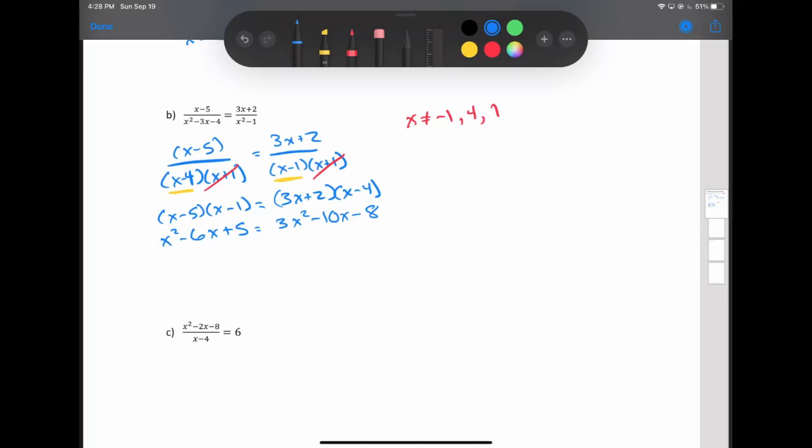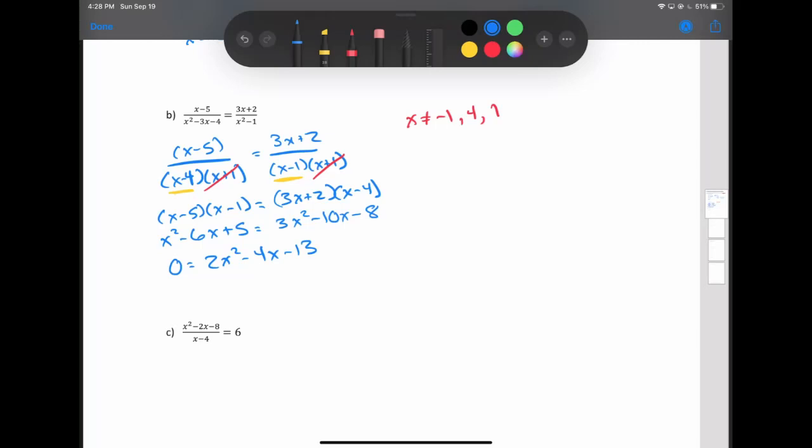Not the prettiest, but I'm going to move everything to one side. I'll choose to move it over to the right. And so when I move it over, I'm subtracting an x squared from both sides. I'm adding 6x to both sides. And I'm subtracting 5 from both sides. Okay. At this point, we've got to solve that.